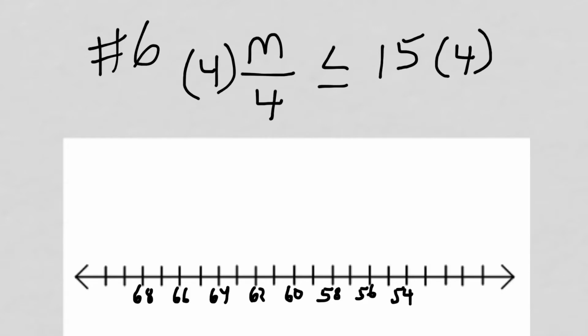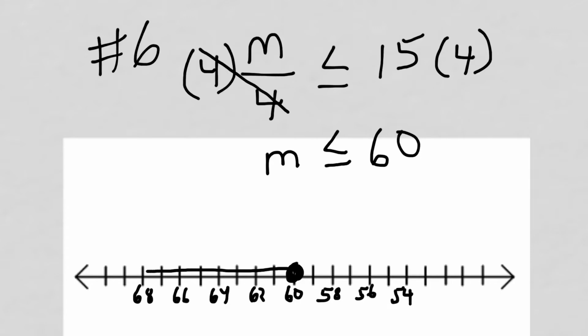And you have to do it to both sides, all right? You do this, the 4's cancel out. You end up with m is less than or equal to 60. So this is less than or equal to, so it's going to be a closed circle at 60. And I know m is less than 60, so less than is always going to go to the left on a number line, and you're finished.